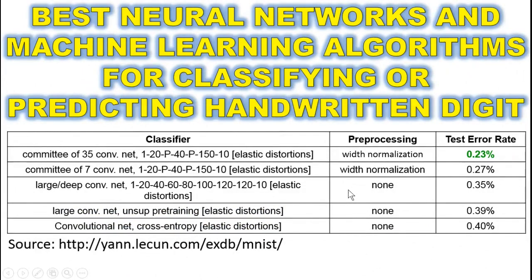According to the MNIST database website, the Committee of 35 Convolution Network 1-20-P-40-150-10 elastic distortions with preprocessing with normalization has a test error rate of 0.23%, which is very close to 0, which is very accurate, highly accurate as of this date.